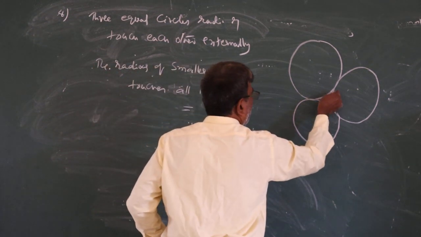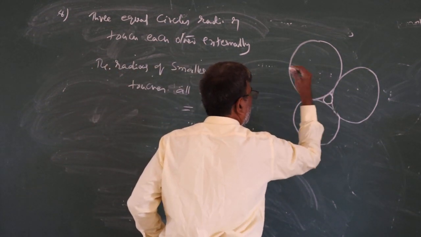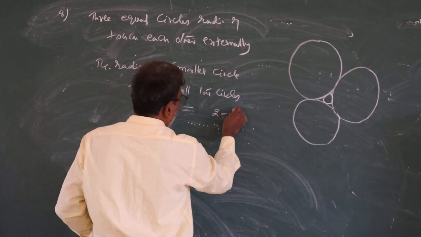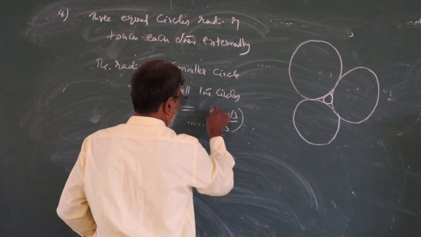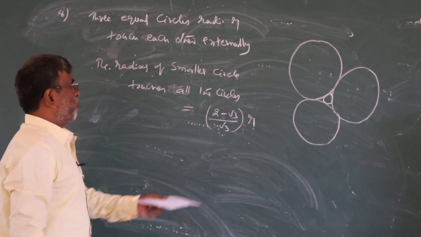This is the smaller circle which touches all the three circles. That is formula (2 minus root 3) by root 3 into r. So this is the formula.